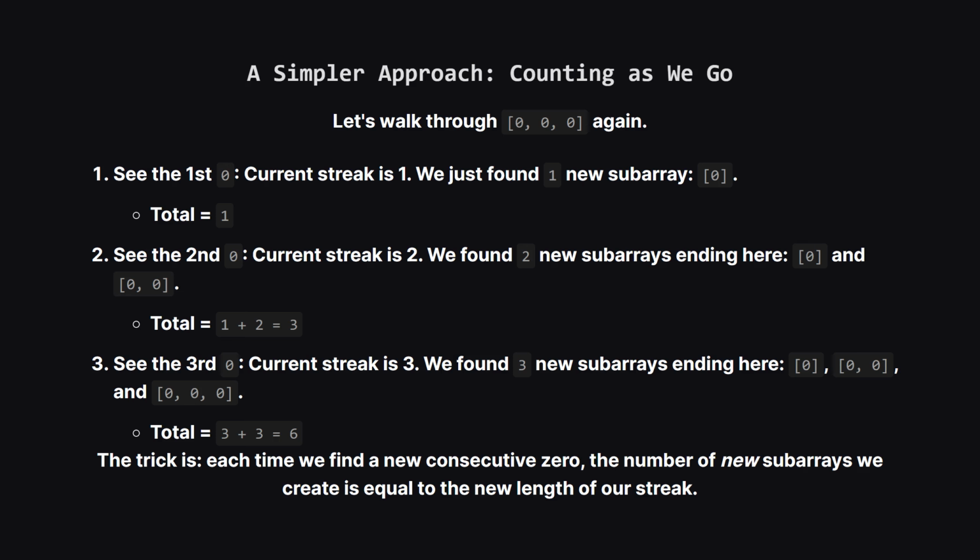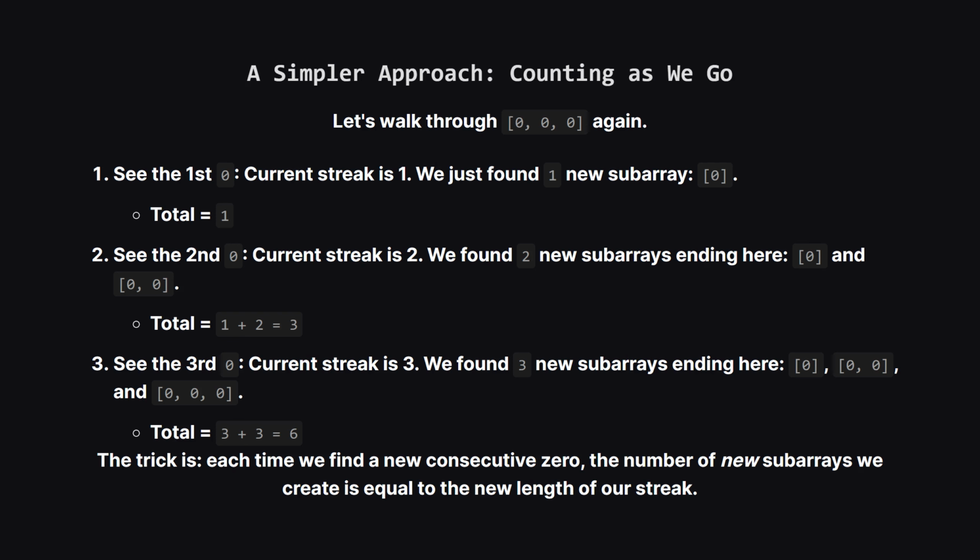Okay, what if we just scan the array from left to right and keep a running total? Let's use that 3-zero example again. When we see the very first zero, our streak of zeros is now 1. That single zero forms exactly one new subarray, so our total is 1. Then, we see the next zero. Our streak is now 2. This new zero creates 2 new subarrays that end at its position, the single zero by itself, and the block of 2 zeros. So we add 2 to our previous total.